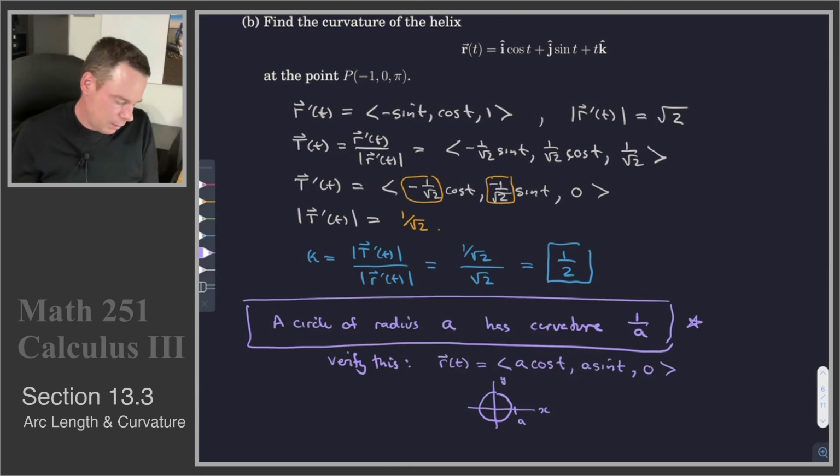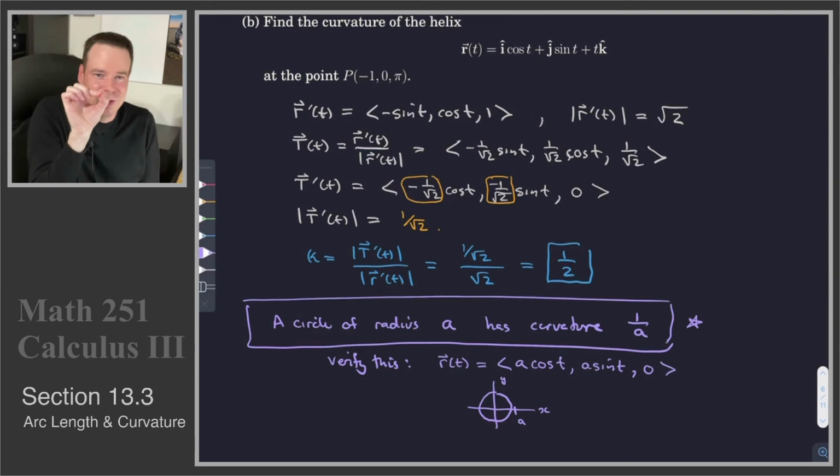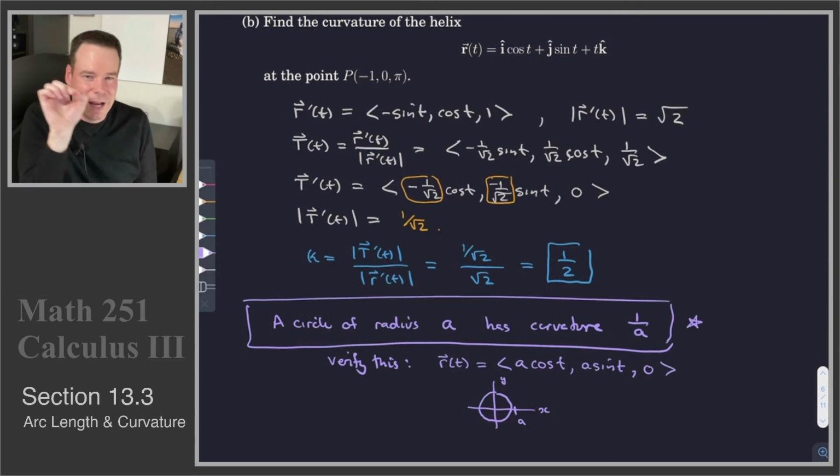So this means that this helix, as we spiral up, at any point this particle is sort of going around or bending around the corner. Or if you want to think of it, you're in a cart and you're going around a corner. How is your road curving? It's curving as if it was a circle of radius 2 right at that point.